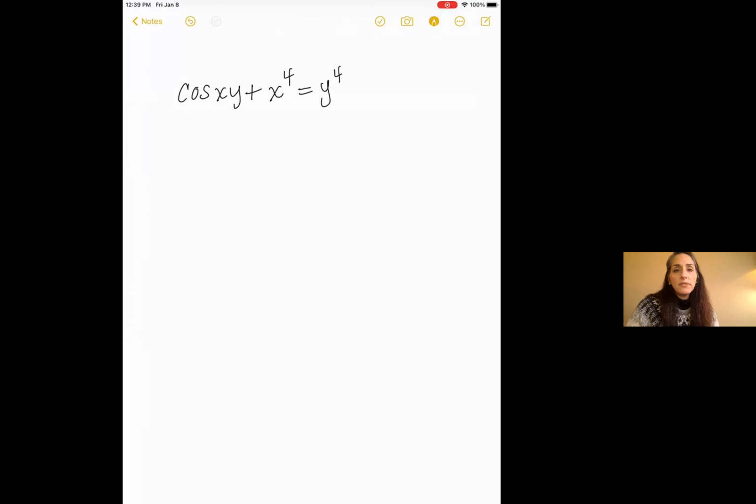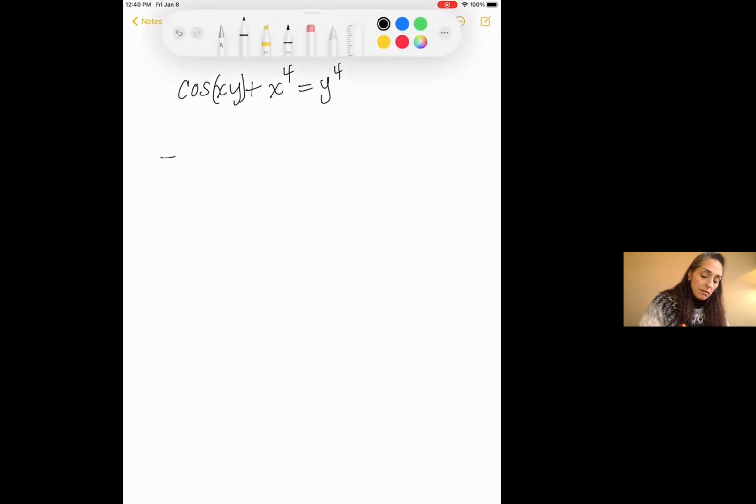So the problem is cosine xy plus x to the fourth equals y to the fourth. Okay, so we're going to differentiate this implicitly. Every time you have an x and you take the derivative of it, don't forget it's dx over dx, which simplifies to 1. And every time you take the derivative of y, it's going to be dy over dx. The derivative of the cosine of anything, because this is all one angle, is negative sine.